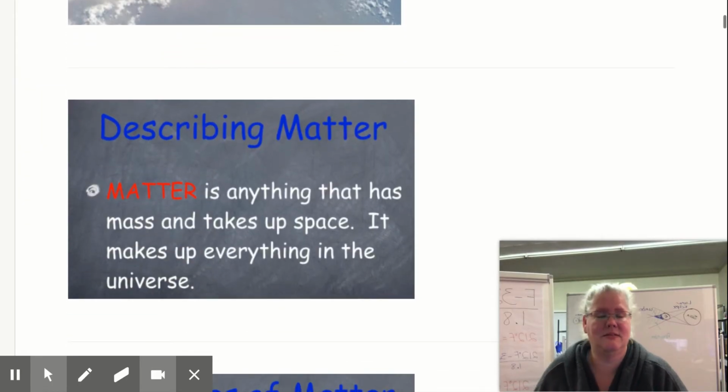So here's the official definition. Matter is anything that has mass and takes up space. Who knew? It basically makes up everything in the universe. It makes up you, it makes up me, it makes up this computer, it makes up the desk you're sitting at, or the chair you're sitting on, or wherever you happen to be. It's all made up of matter.